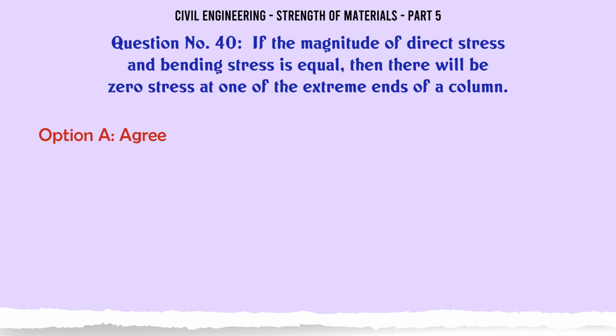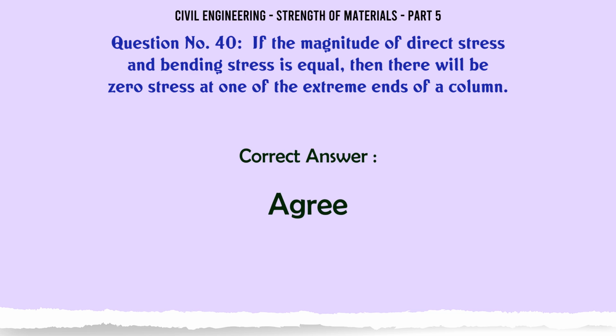If the magnitude of direct stress and bending stress is equal, then there will be zero stress at one of the extreme ends of a column. A. Agree. B. Disagree. C. D. The correct answer is agree.